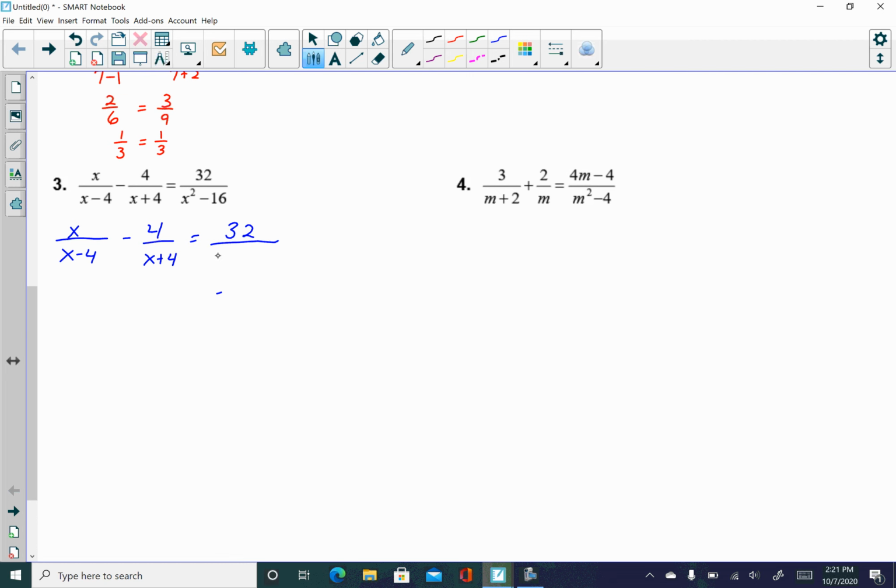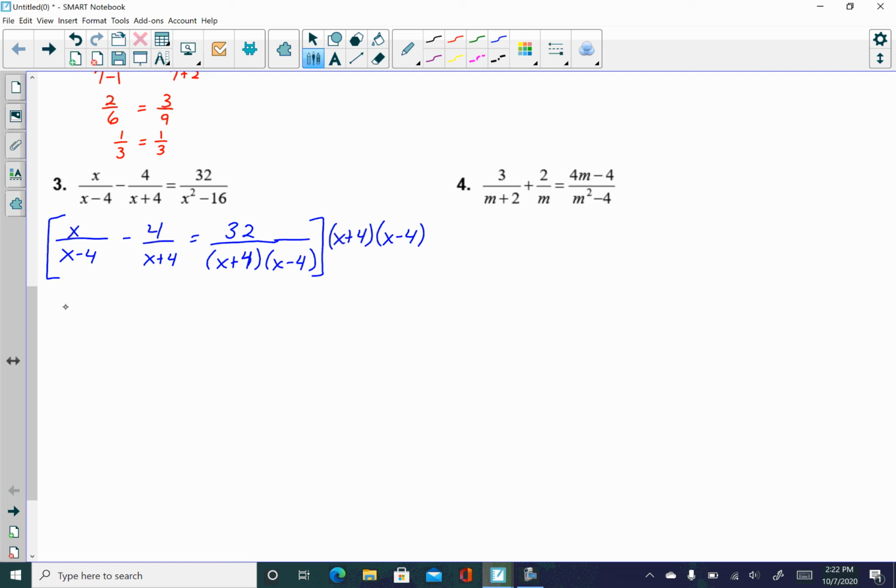And if you factor that, it's a difference of squares, right? So x plus 4, x minus 4. So we can see then when it comes time to create my common denominator, my common denominator can be, again, just my denominators, x plus 4, x minus 4, and I don't have anything new to pick up over here. So I'm going to multiply everything by x plus 4, x minus 4.